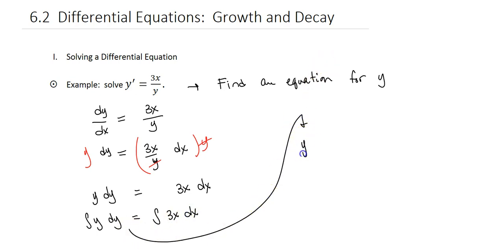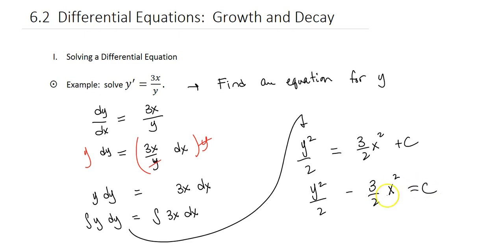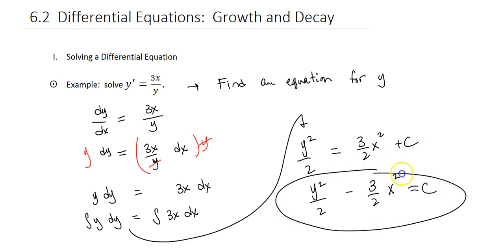So what I'm going to do now is take the integral of both sides. On the left, I get y squared over 2. I'm only going to use one constant because I don't really need to write it twice. If it's on the left or the right side of the equation, it doesn't really matter. This one will be 3/2 x squared plus c. And typically when you can't solve for y, what you want to do is solve for the constant. So I would subtract, and I would get y squared over 2 minus 3/2 x squared equals c. And that would be my answer.